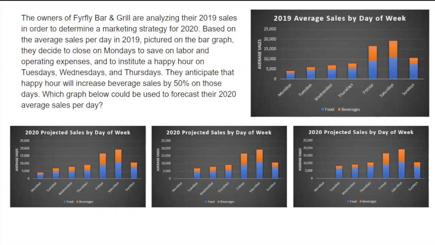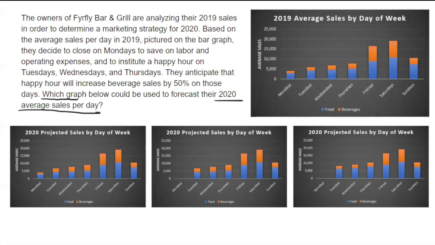You guys, when we do data analysis, you're going to see a ton of stuff about running restaurants because guess what? You know what I did before I was a math teacher? I was a chef. This was real life application of all these lovely math concepts. I use these things all the time. These are the kind of skills I had to do. So what are they asking me to do or to find? Which graph could be used to forecast their 2020 average sales per day?